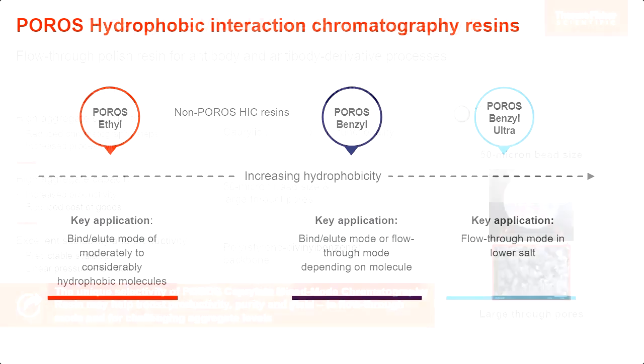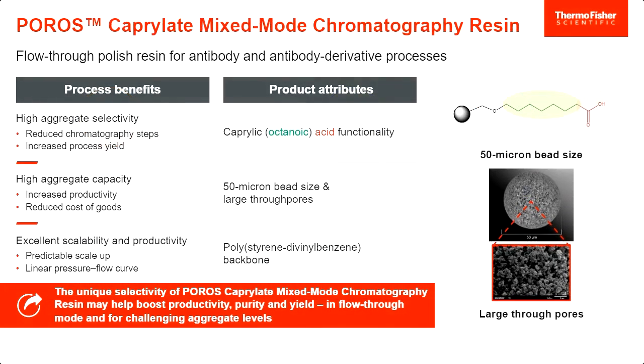And lastly, our porous caprolate, which is our mixed mode resin based on caprylic acid chemistry. This resin was designed for feed streams with high aggregate levels, so thinking 10% aggregate levels or more. Porous caprolate combines CEX and HIC chemistry for maximizing capacity of high molecular weight species in flow-through mode specifically. And since it is on the porous backbone, it has a linear pressure flow curve and large through pores, so it's really useful for increasing productivity in your scalable process development.